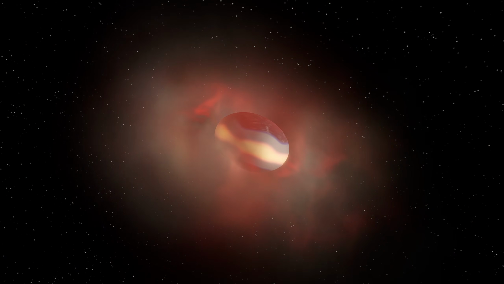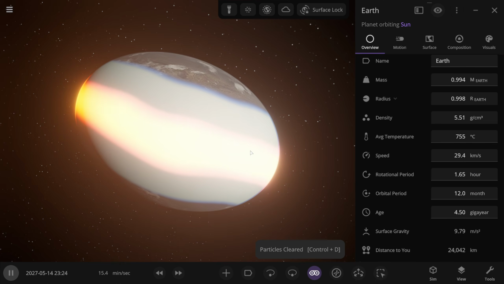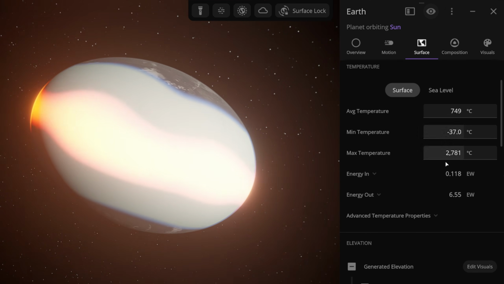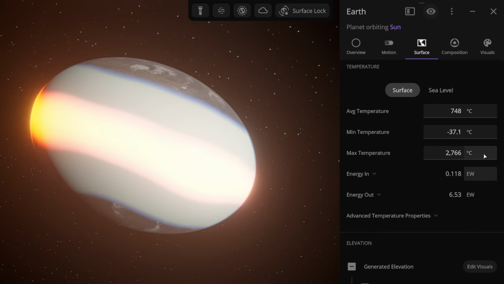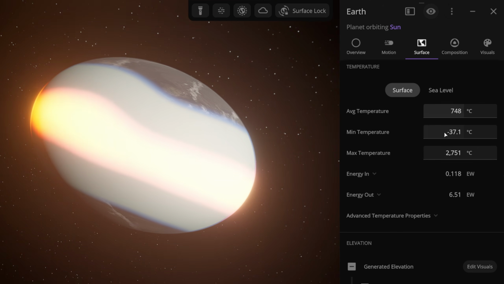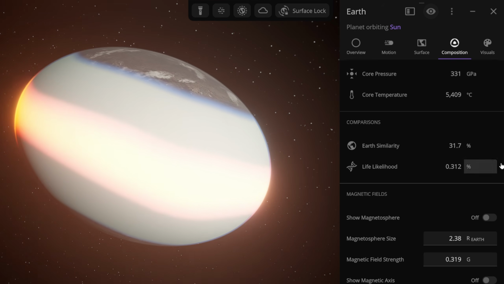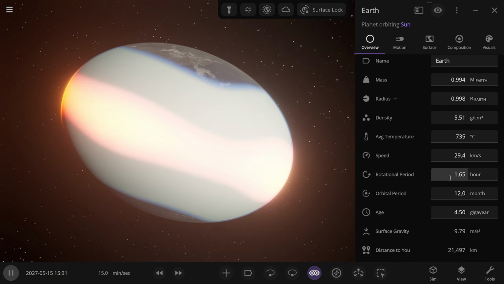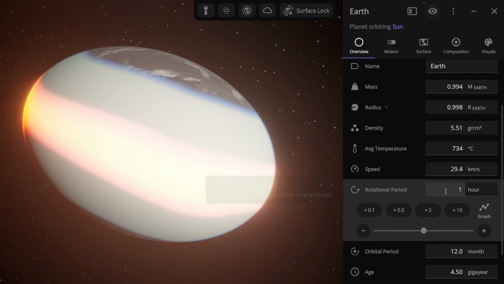And this is how it all looks from space. I'll remove all these particles and we see that Earth has lost a bit of mass and radius because of this. And the temperature on Earth is already enormous. Right at the impact site, it's over 2000 degrees with an average of 748. As you can see, there's no chance of life here at all anymore. It's less than 1%. But I'm continuing, and now a day on Earth will be exactly 1 hour.